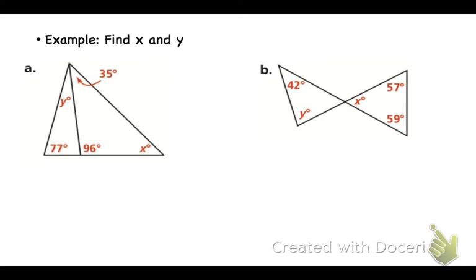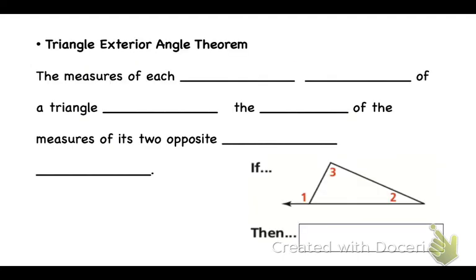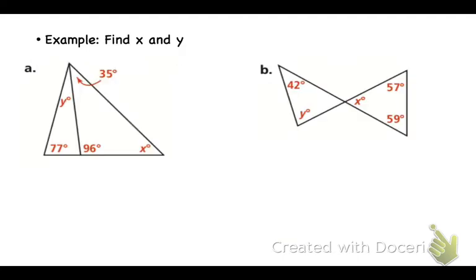Okay, so I need to find X and Y. How many triangles do you see in A? 2, 3, 4. Who sees 2? I see 3. Okay, so there's 1, 2, 3, correct? I was talking about A. And how many are in B? 2, because there's just 1, 2.